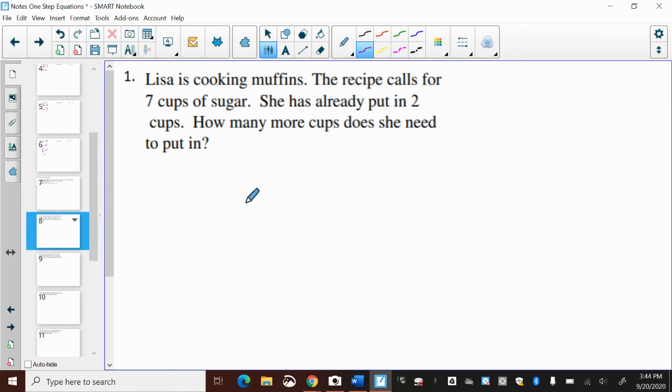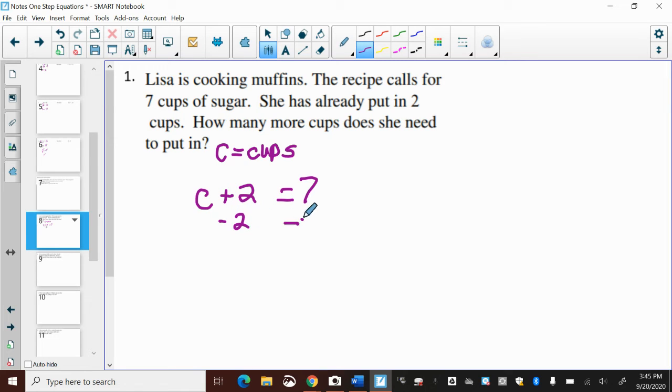Lisa is cooking muffins. The recipe calls for 7 cups of sugar. She already has put in 2 cups. How many more cups does she need to put in? All right, so I'm going to let C equal cups. It helps to pick a letter that represents what you're talking about. I know the recipe calls for 7 total. In the end, I need 7. She's already got 2 in. So how many cups plus the 2 do you need? How many more do you need to get to 7?